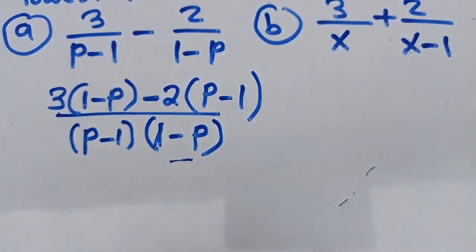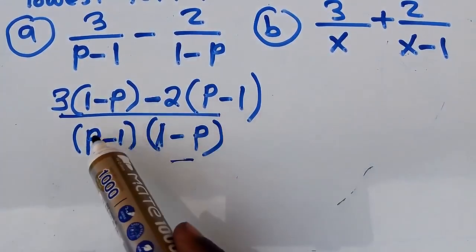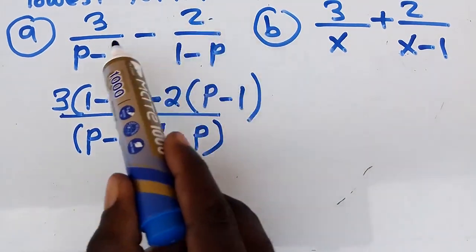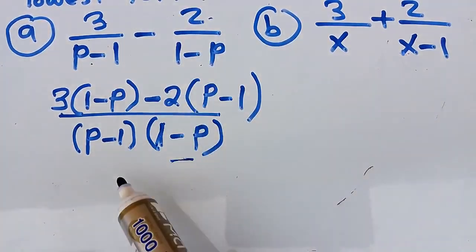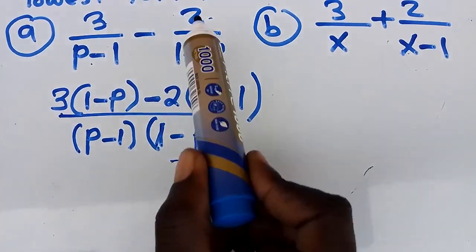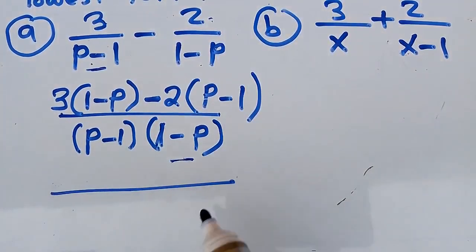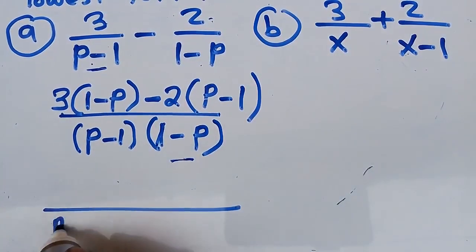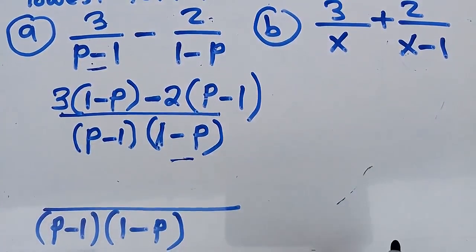Now we've got this notion where we say here we cross multiply. When you bring this down, then you say 3 will go with that one. The 2 will go with that one. This is what I've just done. You start with the 3, which will go with what is down there. Then the 2 will go with what is down there. Then you say this is now the denominator. You drop the denominator there. So you say p minus 1, 1 minus p.